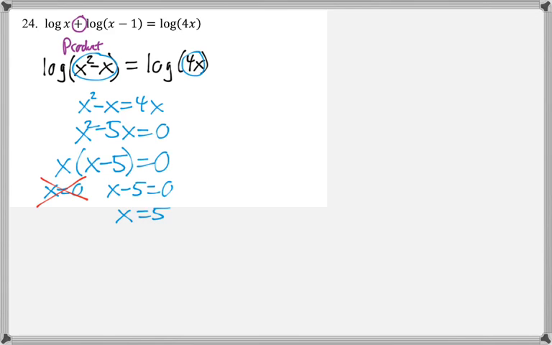If you plug in 5 into here, it's okay. 5 minus 1 is 4, that's okay. 5 times 4 is 20, that's okay. So 5 is our final answer. So on these problems, you could have one solution, you could have two solutions, you could have no solutions.